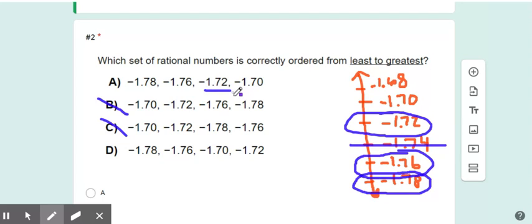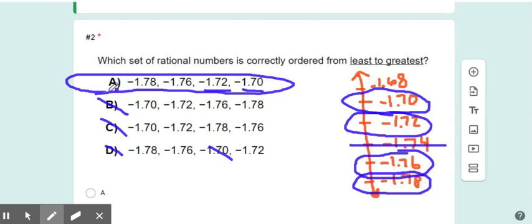Okay, so that would be here. Nope, D is out. Okay, so the greatest number in the list is negative 1.70. That should be listed last. And so as you can see, option A is the correctly ordered list from smallest to greatest.